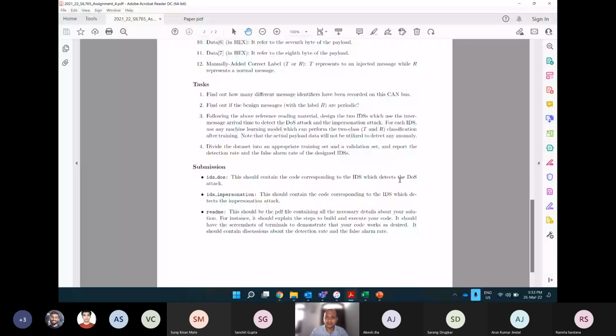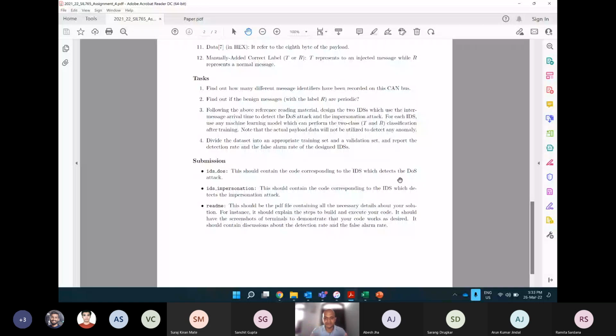But remember, the grading will not happen only on getting higher accuracy. It will be a combination of everything. You get higher accuracy, you have a good discussion in the report, and you have a good presentation of the results that you have obtained. All of that will matter.